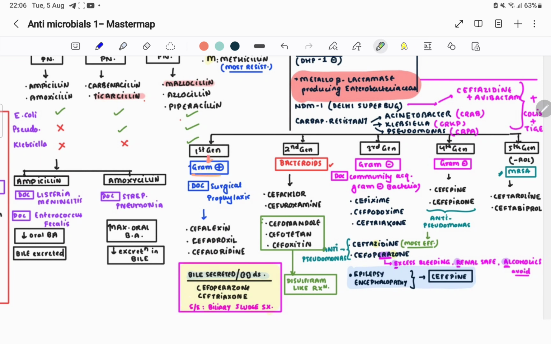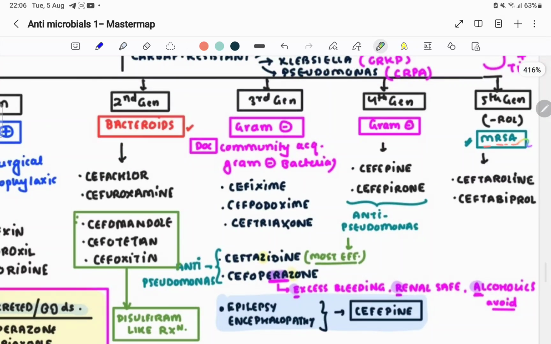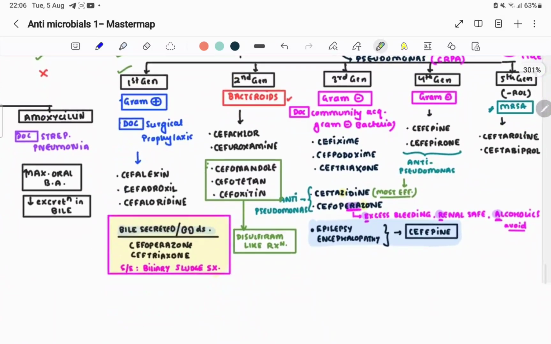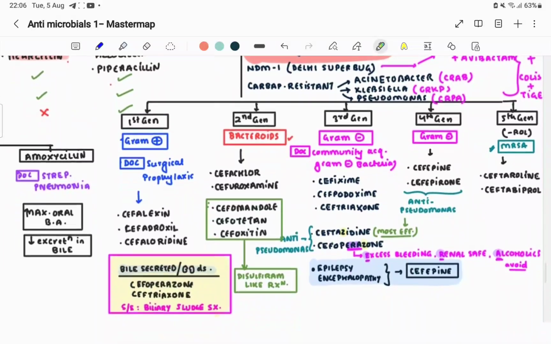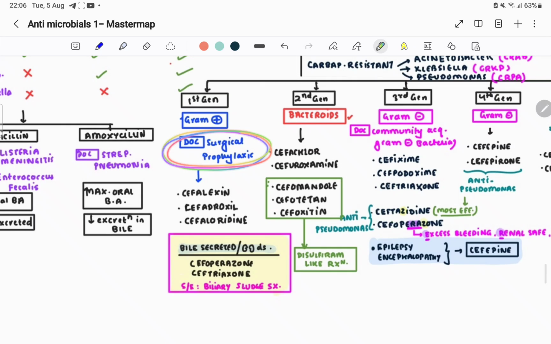First generation is for gram positive; any gram positive bacteria you give first generation. Second generation is against Bacteroides. Third and fourth generation are primarily for gram negative infections. And fifth generation is effective against MRSA. What is MRSA? Methicillin resistant Staphylococcus aureus, right? So 5 generations, just focus on the names. First generation, you have to remember, is used for surgical prophylaxis, that is before a surgery.